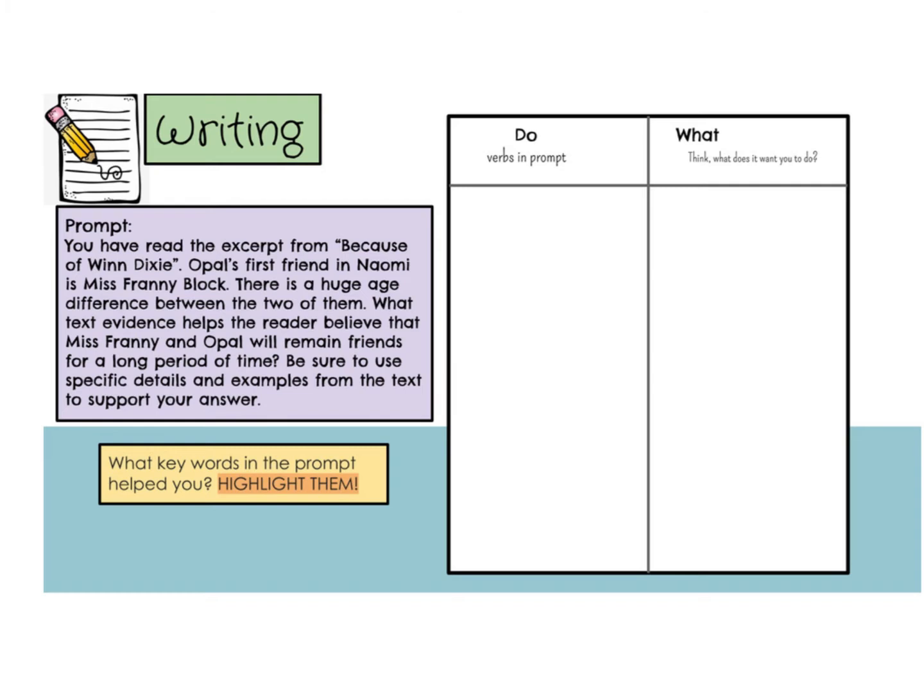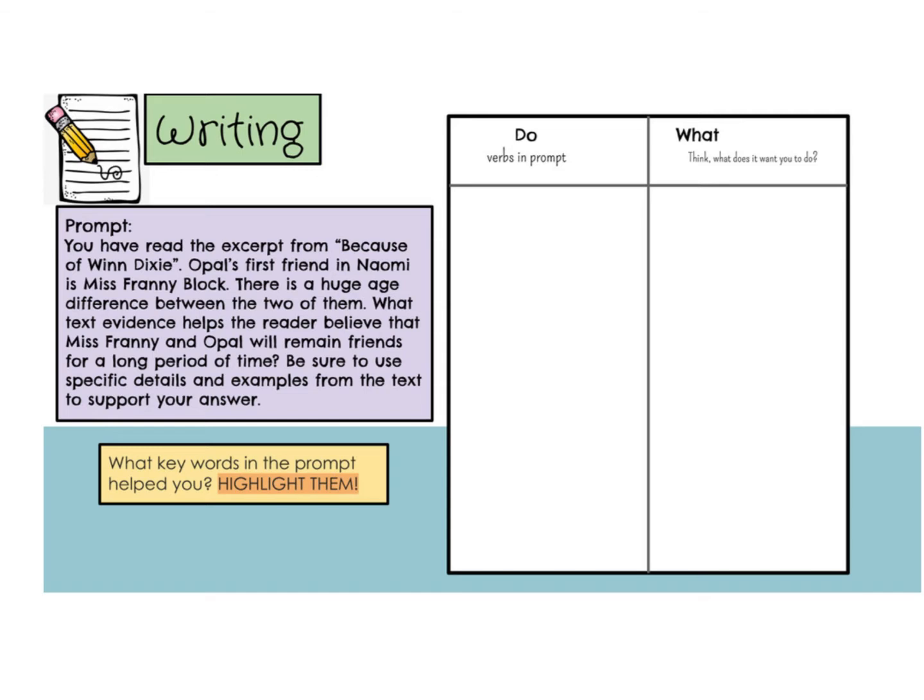Our prompt says, you have read the excerpt from Because of Winn-Dixie. Opal's first friend in Naomi is Miss Franny Block. There is a huge age difference between the two of them. What text evidence helps the reader believe that Miss Franny and Opal will remain friends for a long period of time? Be sure to use specific details and examples from the text to support your answer.